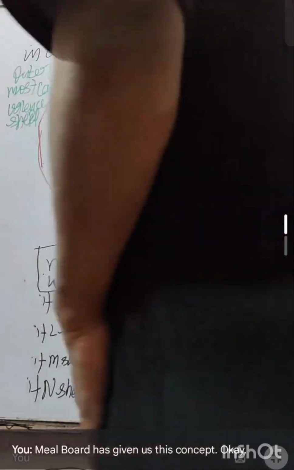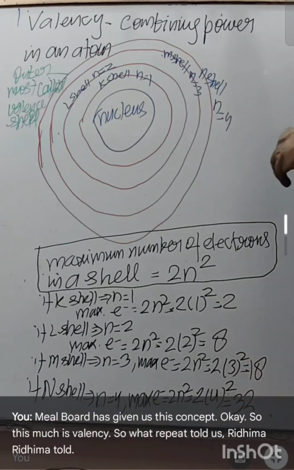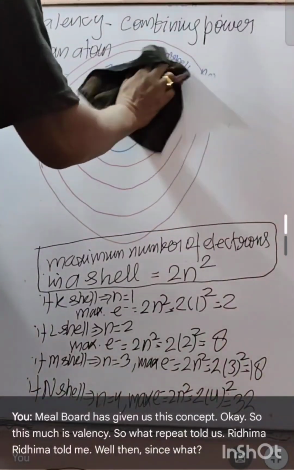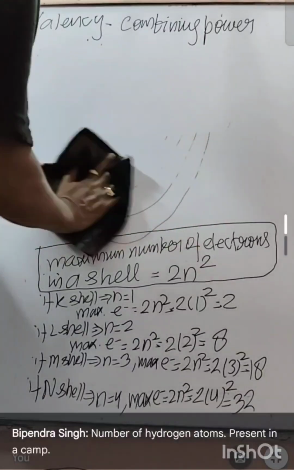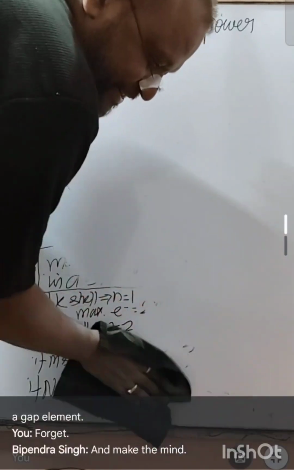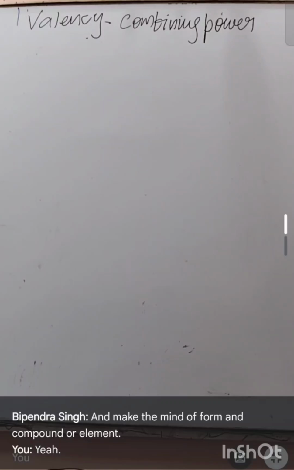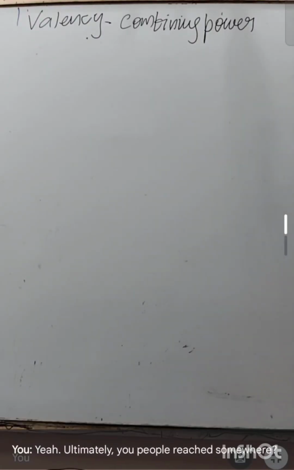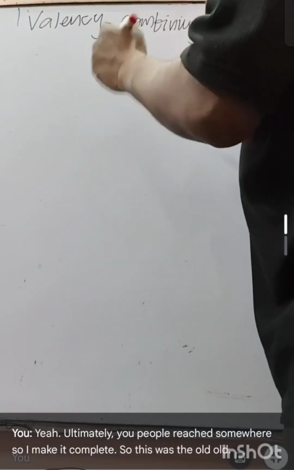Okay. So this much is valency. So what Ridhima told me, valency is what? Number of hydrogen atoms present in an element which combine to form a compound or element. Ultimately you people reached somewhere, so I make it complete. So this was the old concept.